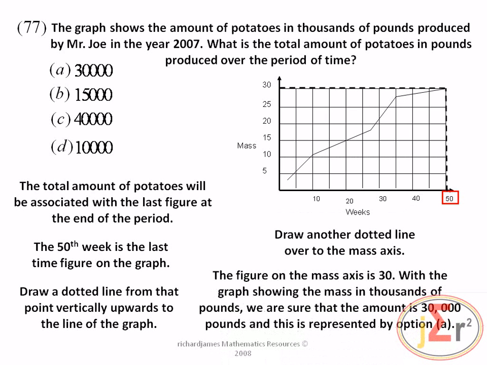The figure on the mass axis is 30. With the graph showing the mass in thousands of pounds, we are sure that the amount is 30,000 pounds, and this is represented by option A.